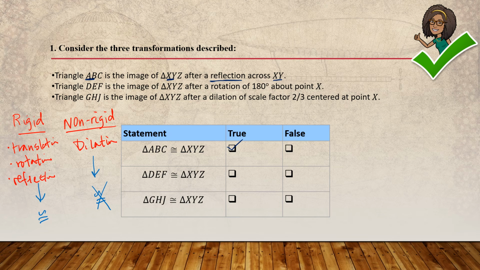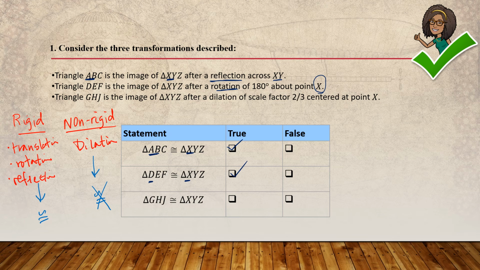The next one says triangle DEF is the image of triangle XYZ after rotation about point X 180 degrees. So again, rotation indicates that it is going to produce a congruent figure. And it says about point X. Well, we see that X and D are corresponding to each other just like the last two were corresponding. So that tells me that this is also a true statement.